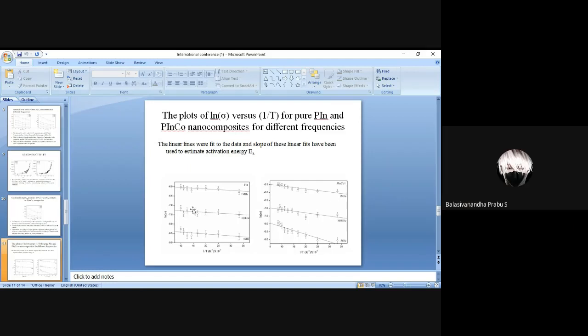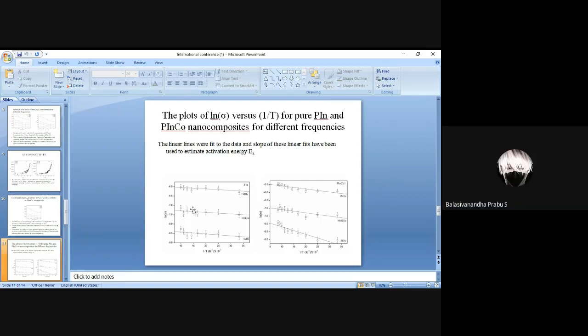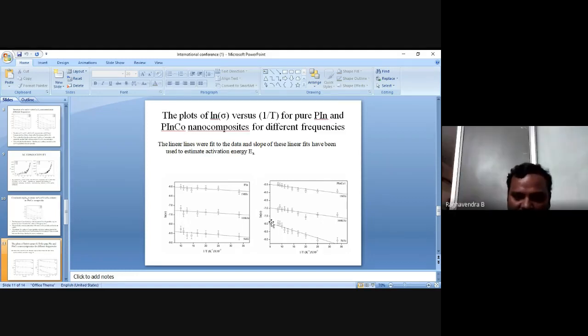Okay, so what is the physical meaning of the activation energy? The amount of energy required to transfer the electron from low energy to higher energies. Okay, so very good. Thank you. Thank you, sir.